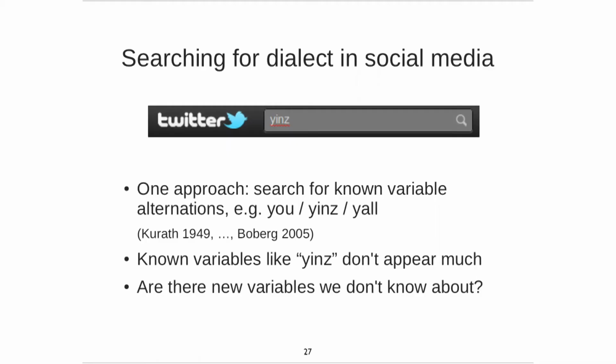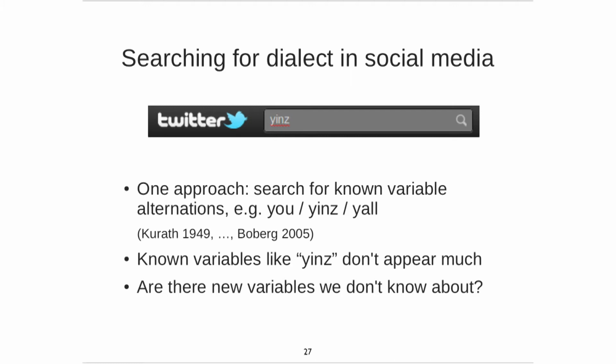And we might be interested in analyzing this from data in social media. In social media, there's lots of data and lots of casual use, and we might be interested in getting data sets from it. A big approach used in the sociolinguistics literature when looking at this, called linguistic variation, is to search for known alternations, for example, different ways of saying you versus y'all. On the other hand, we look for some of these known variables. So yins is actually specific to the Pittsburgh dialect.